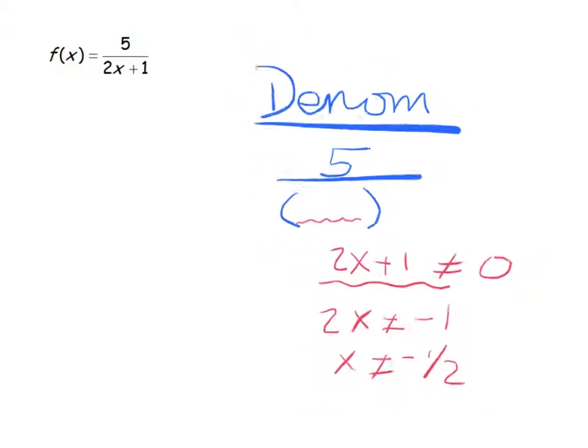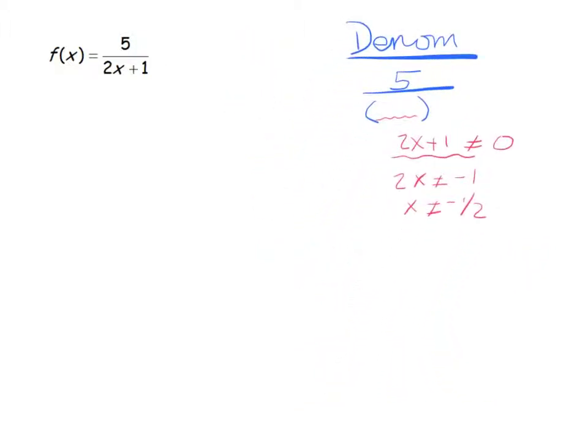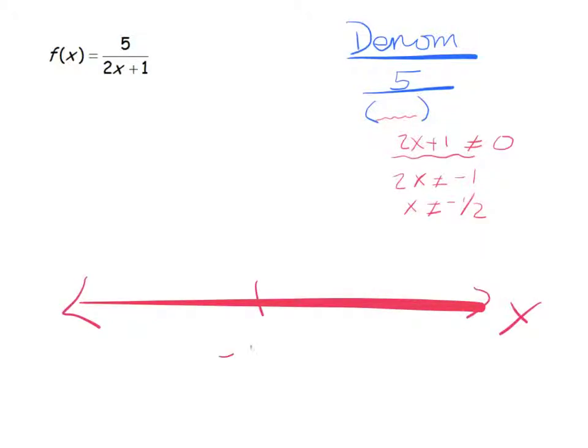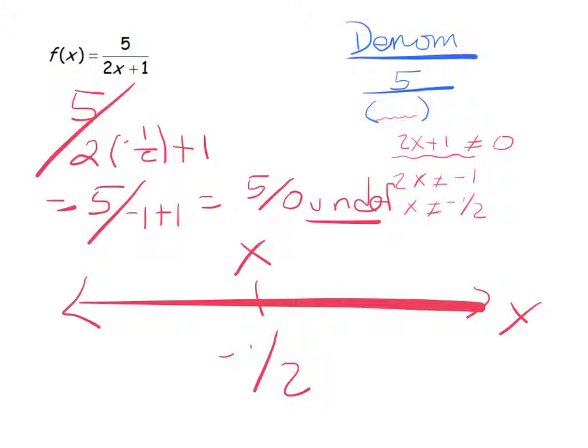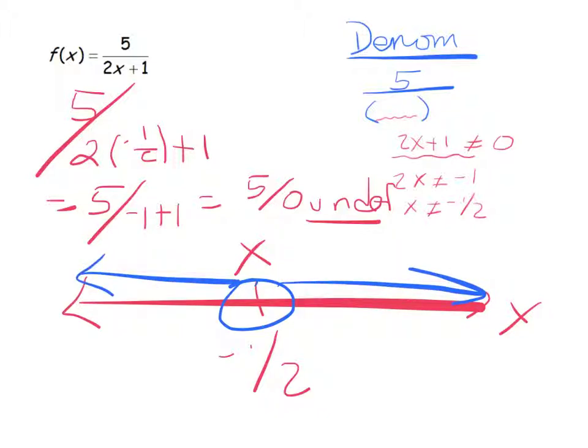If we're thinking of this on a number line, we've got our number line, and this is all possible x values. We know that negative 1/2 is out. We can't plug in negative 1/2. Let's see what happens if we do. 5 over 2 times negative 1/2 plus 1. Well, that's 5 over negative 1 plus 1, which is 5 over 0, and this is undefined. So that doesn't work for us. So we're going to put a big open circle on negative 1/2. But as we get above negative 1/2, we plug in 0, plug in 1, those will all work. So our domain is every value except negative 1/2.